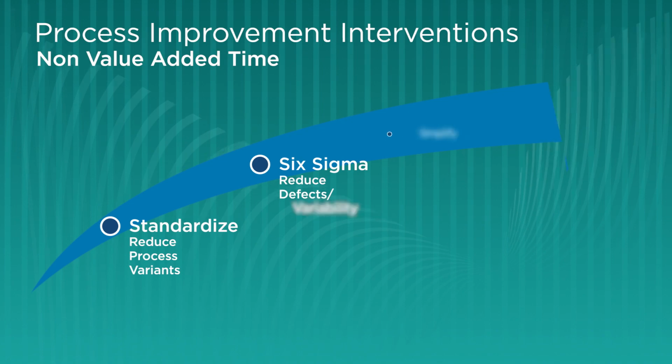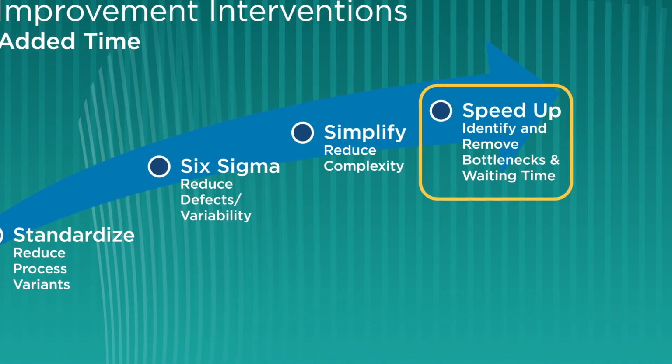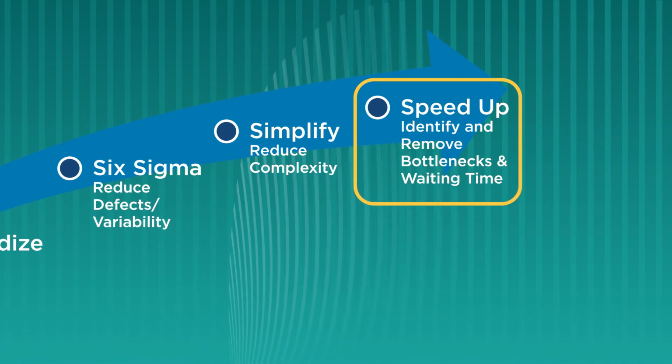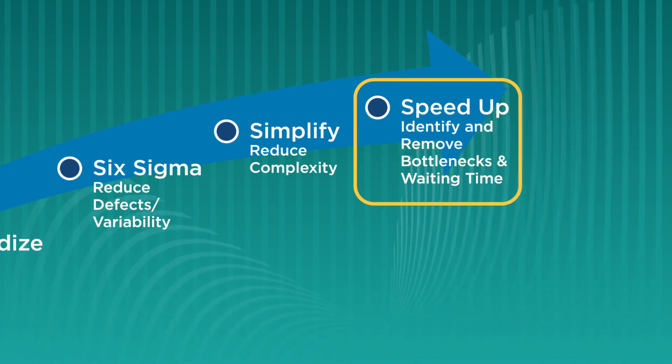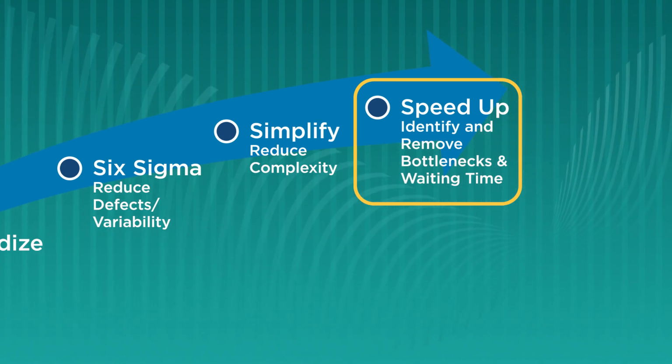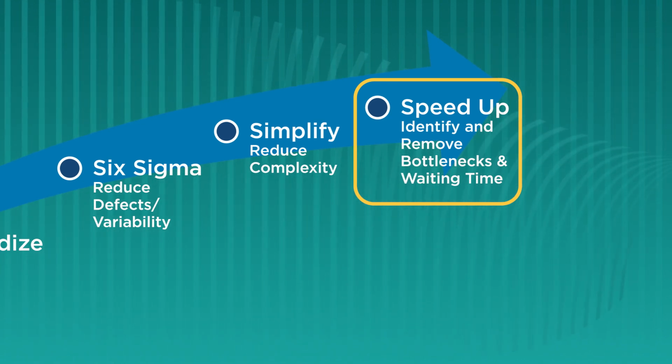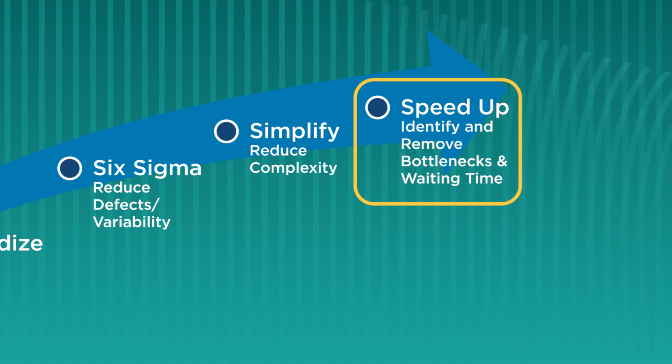Now we come to the final grouping of process improvement interventions. Here, we will leverage our value stream map to identify process steps where there is a large inventory pileup or long waiting time between steps. We ask ourselves, how can we remove bottlenecks in the process and speed up our work? Here are the techniques we will highlight.